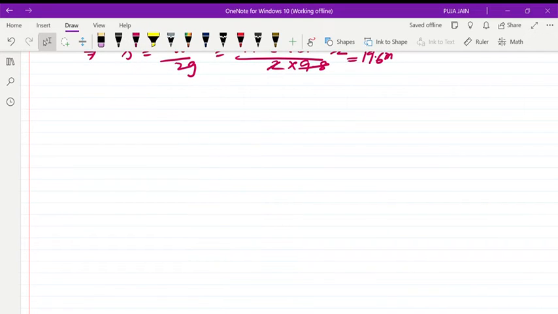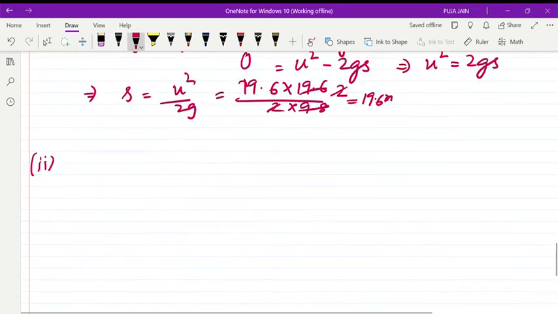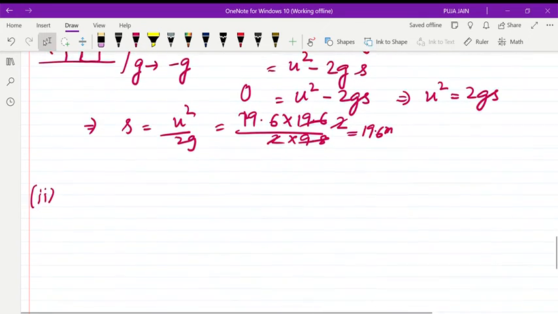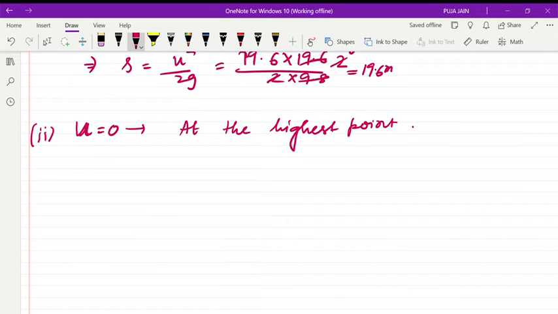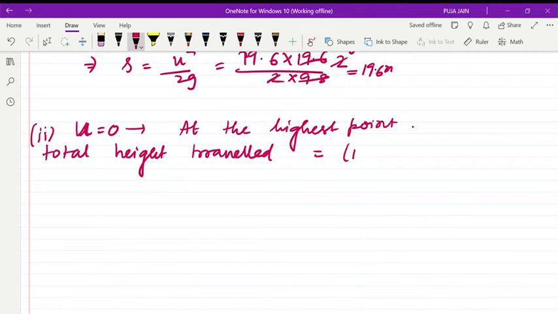Second question is what? The velocity with which it will strike the ground. Okay, so the velocity when the ball is returning from the highest point, at that point my u is 0. And the total height traveled by the ball is 19.6 plus the height of the building, that is 24.5 meter. So if you calculate this, you will get 44.1 meter.